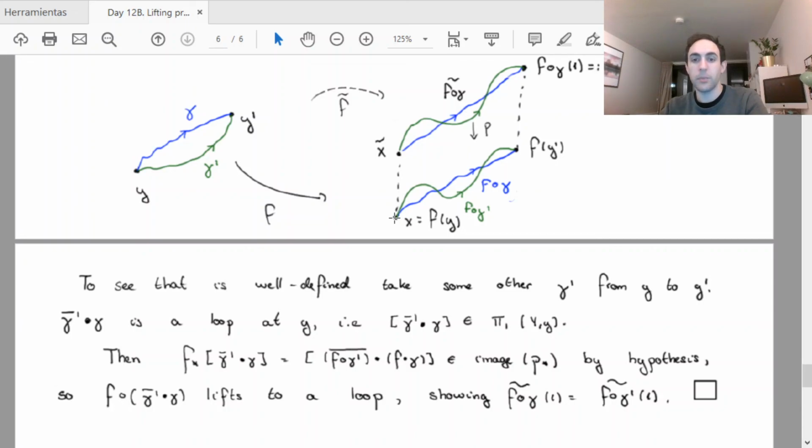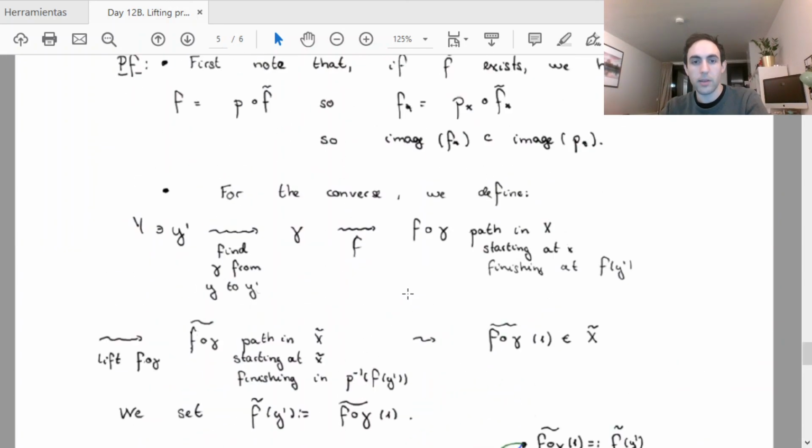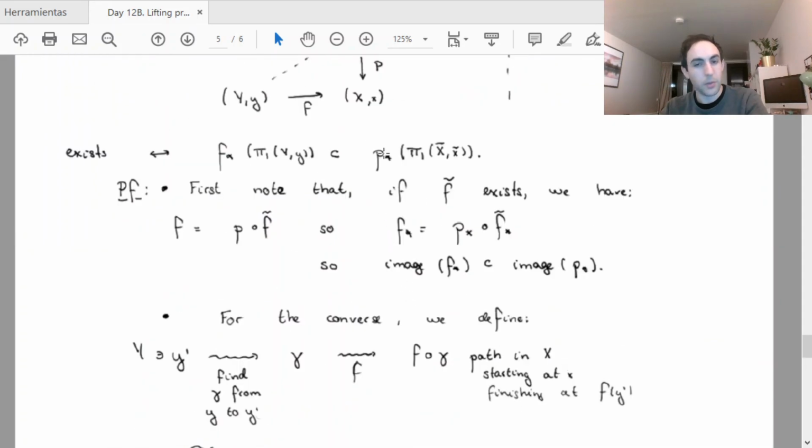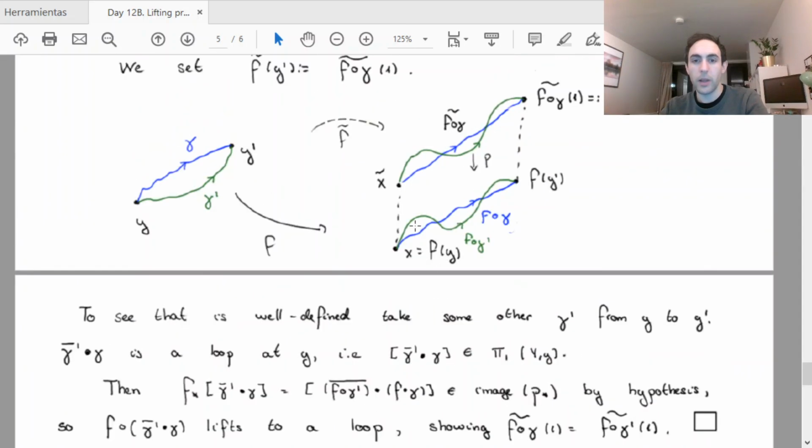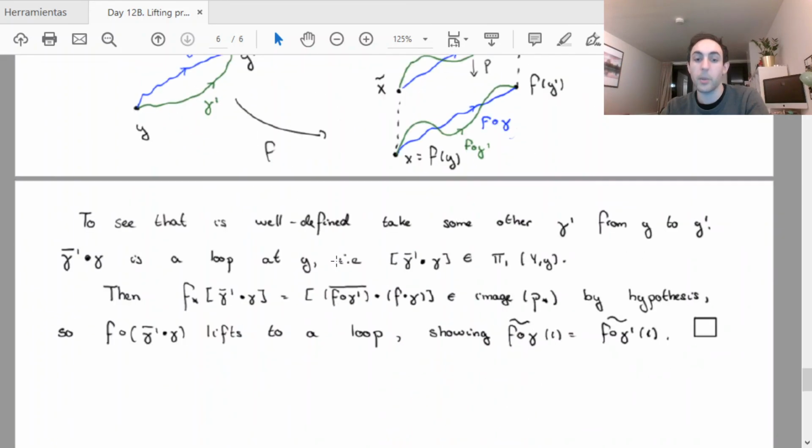And this is where the assumption comes in. Due to the assumption, this loop is in the image of p star, because the image of f star is inside the image of p star. So that tells me that this loop comes from a loop upstairs, which means that when I lift it, it will lift to a loop. And therefore, when I lift it, it yields exactly this picture. And since I have this picture, these two points are actually the same. The way in which I arrived here by using gamma tilde is the same as the way I arrived here by using gamma. All right, so that is the end.